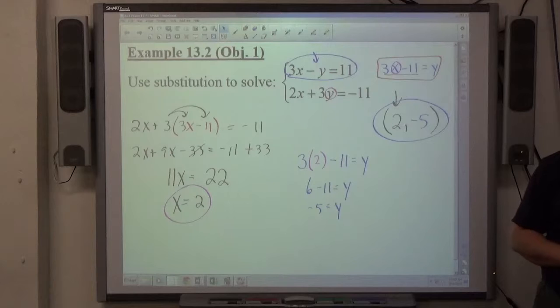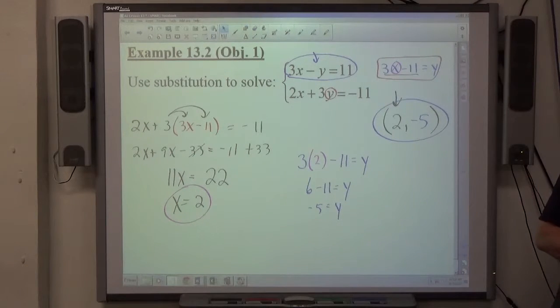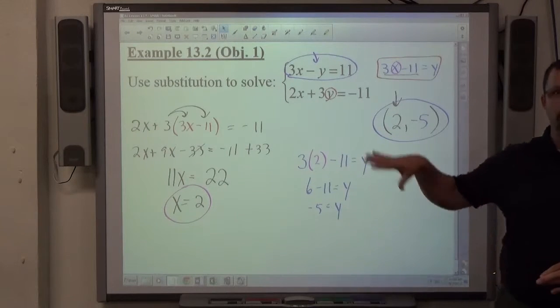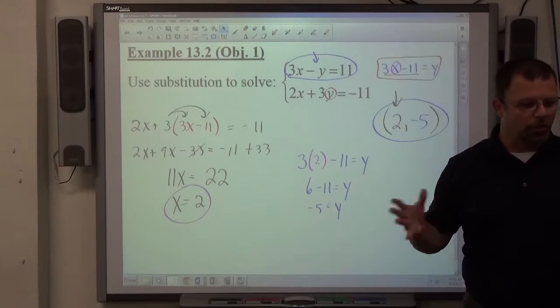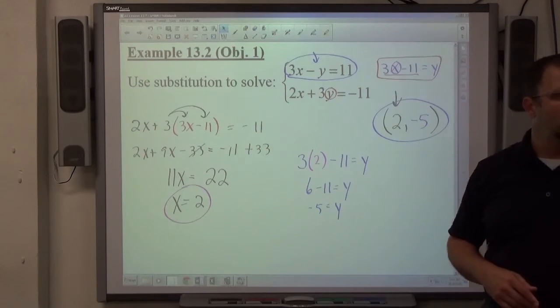This is review. You learned it last year in Algebra 1. You did pretty well with it last year in Algebra 1, so it should be good stuff. But pay attention to detail. Make sure you're answering the question properly. Show your work. Go through the process. Think through what you're doing as you're doing it. It will benefit you down the road.